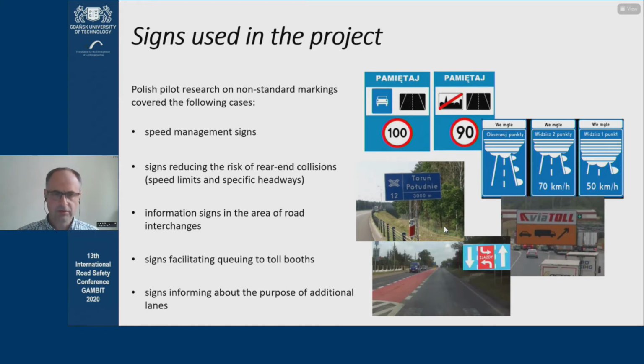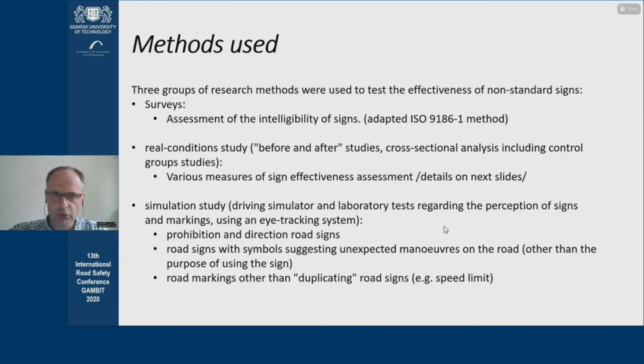You will, in the future, see a detailed discussion of the specific signs and their evaluation. So I just wanted to demonstrate the groups of signs. Road management, information for the road users, for drivers, information about toll roads, new information about marking intersections and junctions.